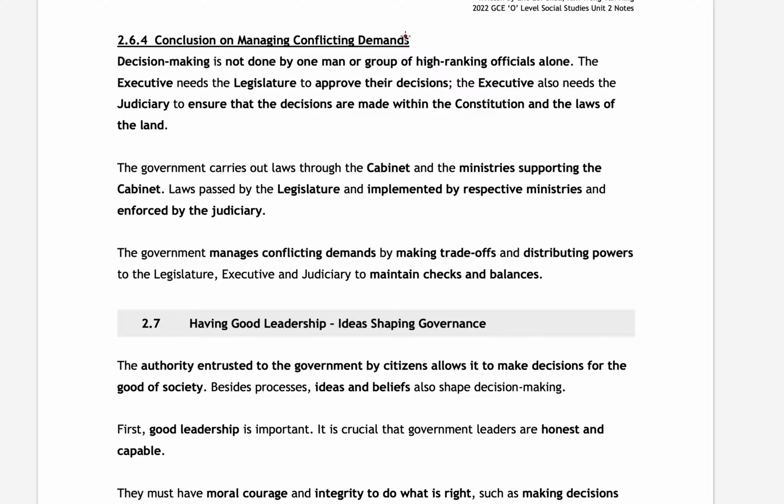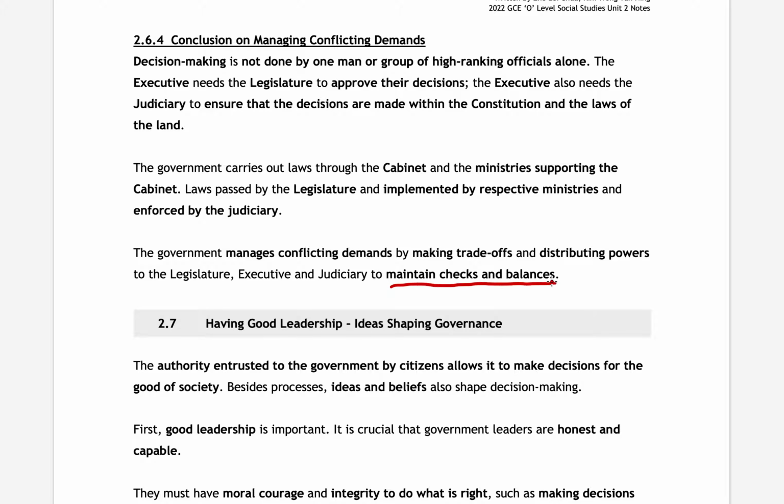By distributing power, they are able to make trade-offs well, manage conflicting demands, and maintain, very importantly, checks and balances. This is a very important term, checks and balances, so that nobody gets too much power. And if somebody gets too much power, that is a very, very scary scenario.